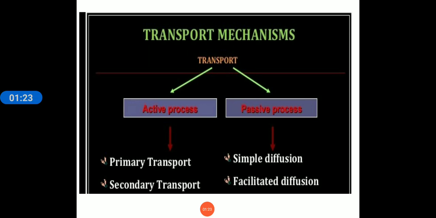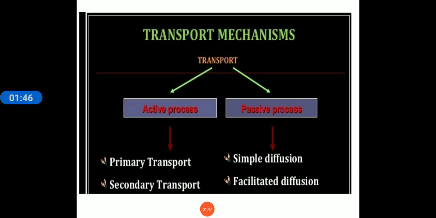Normally the transport is done by two methods. One is the passive process and the other one is the active process. The passive process is again divided into two processes. One is simple diffusion and the other one is facilitated diffusion. So what is the passive process?